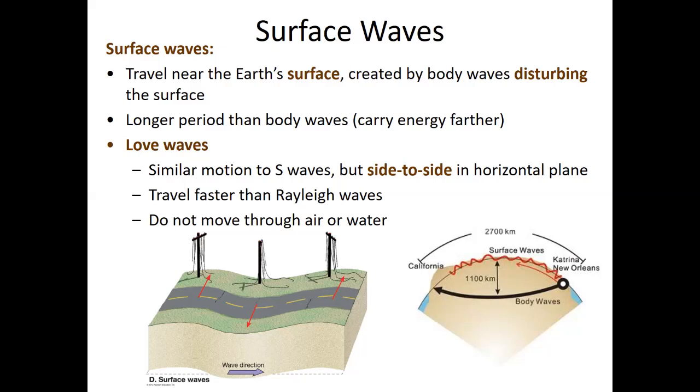So one type of surface wave is a Love wave. Now it's a bunch of S waves where the motion is horizontal, side to side, perpendicular to the direction the wave is traveling. So if this wave is traveling in this direction, the motion is side to side, back and forth, perpendicular to the direction the wave is traveling. And they travel faster than the other type of surface wave we haven't talked about yet, Rayleigh waves. But because Love waves are just made of S waves, they cannot travel through air or water. They can only travel through solids.